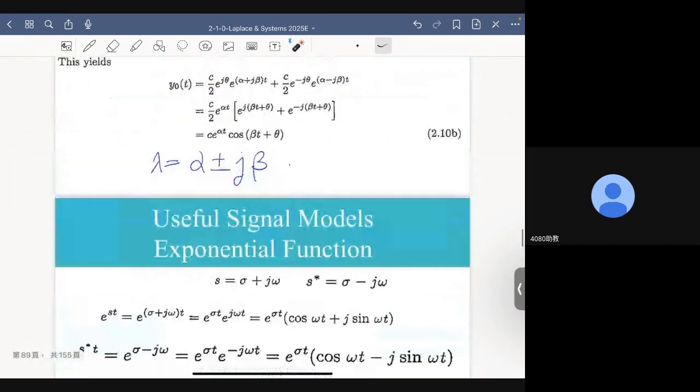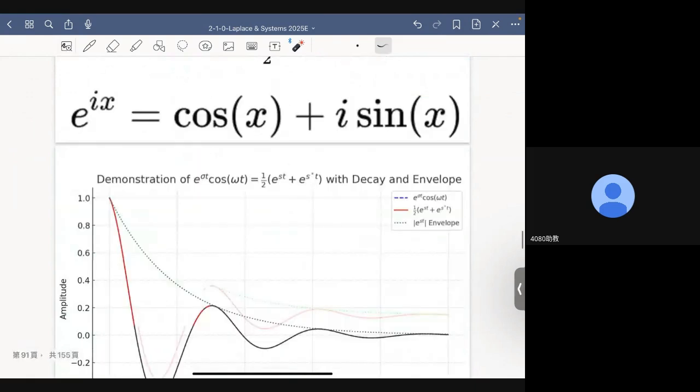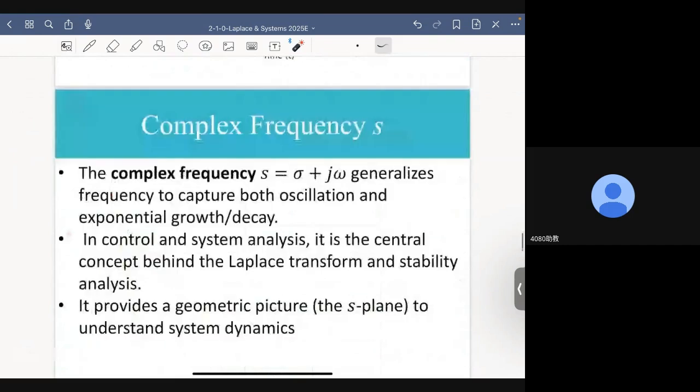So the real part relates to the overall exponential growth or exponential decay, determined by whether sigma is positive or negative. And the imaginary part, which is omega, captures the oscillation. In control system analysis, this central concept of complex frequency is behind the Laplace transform and analysis.